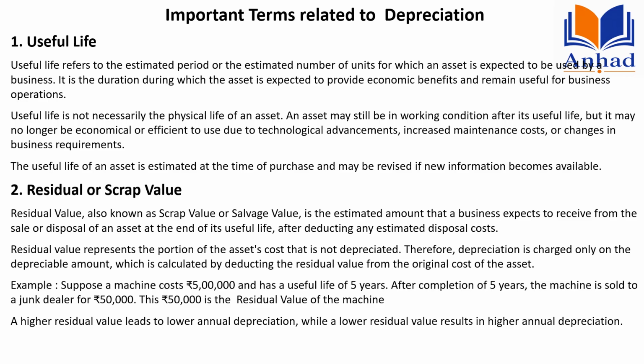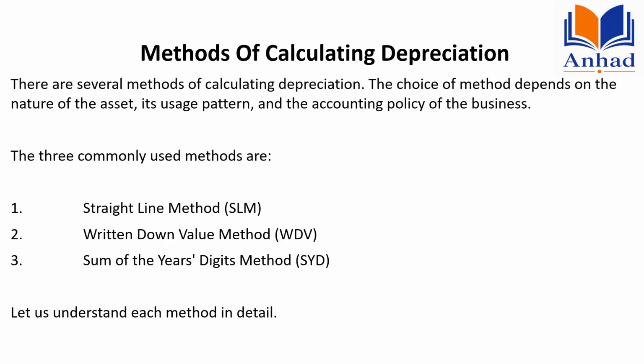Our next topic is topic number 6, methods for calculating and recording depreciation. There are several methods of calculating depreciation. The choice of method depends on the nature of the asset, its usage pattern, and the accounting policy of the business. The 3 commonly used methods are: 1. Straight line method, SLM. 2. Written down value method, WDV. 3. Sum of the year's digits method, SYD. Let us understand each method in detail.